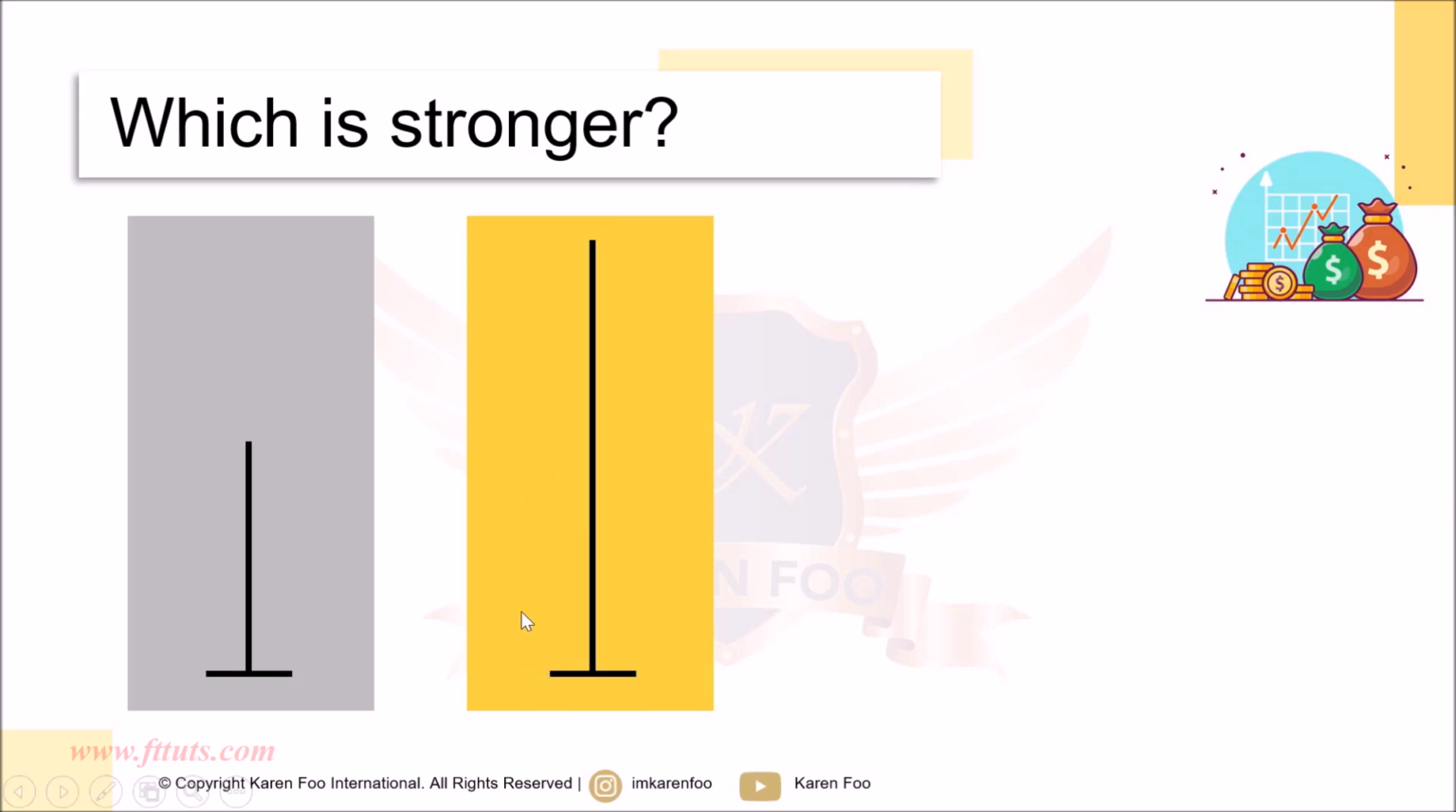Just understand that the longer the upper wick, the stronger the bearish signal. And of course this pattern will be stronger if the subsequent candles also have a long upper shadow. Okay, so the context is also very important.